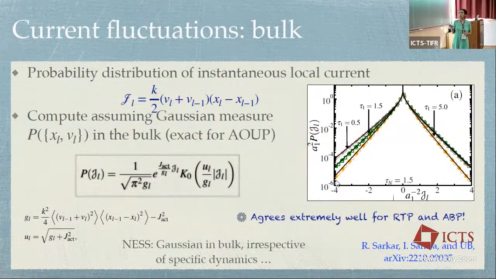From this distribution, we can calculate the second moment, which shows there is no non-monotonicity there. Again, there is no special signature or special shape change around the current reversal. So the saddle point is just for the average. Yeah.